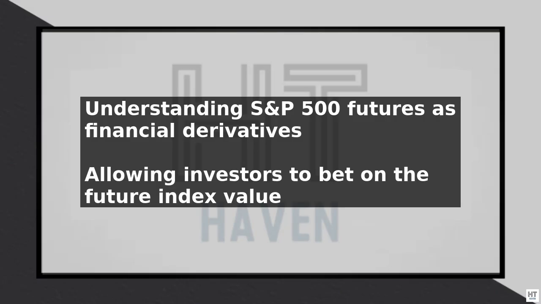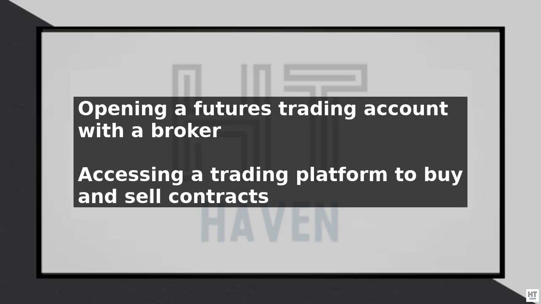in the United States. First, you need to open a futures trading account with a reputable broker that offers S&P 500 futures trading. This will give you access to a trading platform where you can buy and sell S&P 500 futures contracts. Next, you need to understand the basics of S&P 500 futures contracts.